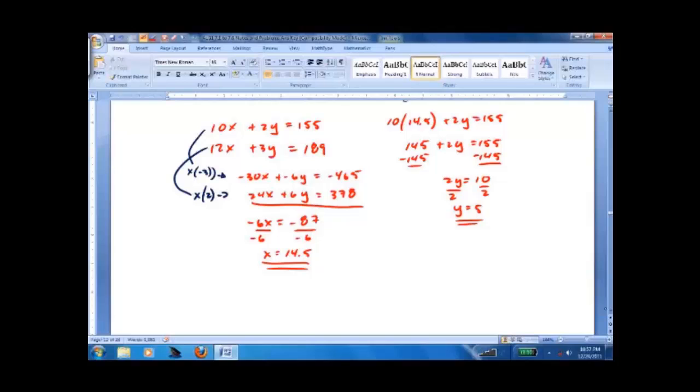Let's check it with the second equation. 12 times 14.5 plus 3 times 5 should equal 189. 174 plus 15 should equal 189. 189 equals 189. Lots of work to do. Get practicing. This will take you a long time. Once you get good at it, it'll sharpen up all your skills. Good luck.